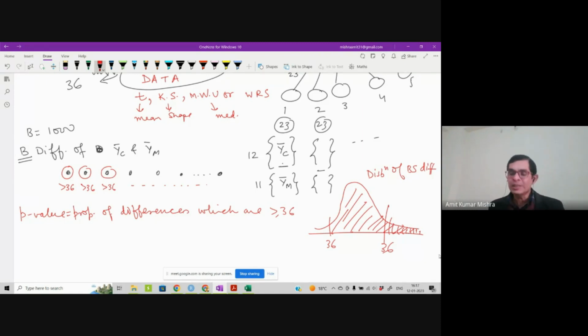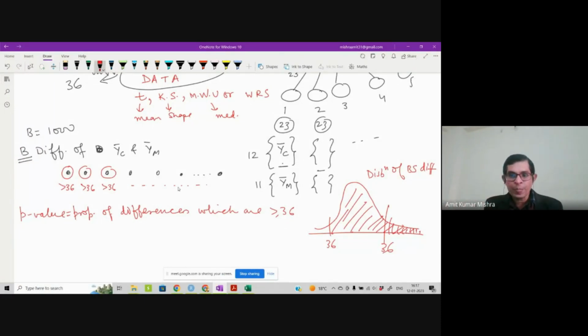If this p-value is less than 0.05, the standard threshold, we say reject H0. And what is the H0? That both are the same. So why are we comparing with 36? The question arises because in the original data set we are getting 36, and as you all know, the p-value is the probability that the test statistic exceeds 36, which you want to know. Since we don't know the distribution, we are doing it with the help of the bootstrap method. So this is the method.